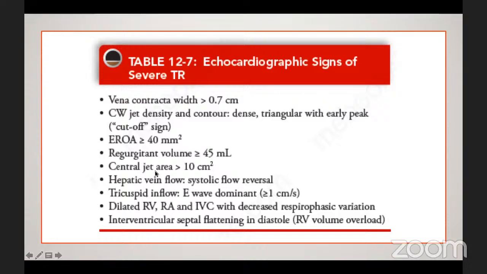Other supportive measures: the hepatic vein flow. A systolic flow reversal indicates a severe regurg that reflected back on the IVC and reflected back on the hepatic vein flow. Tricuspid valve inflow, E-wave dominance, also indicating severity of the tricuspid regurgitation.